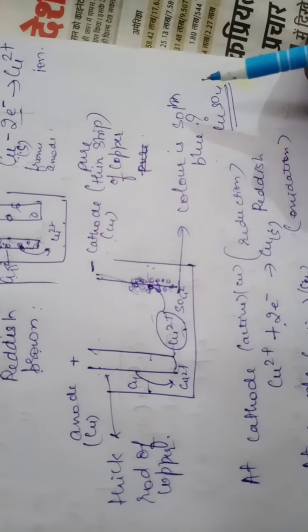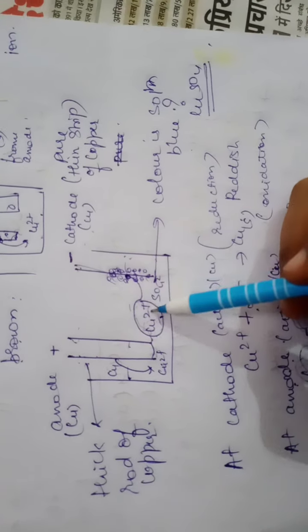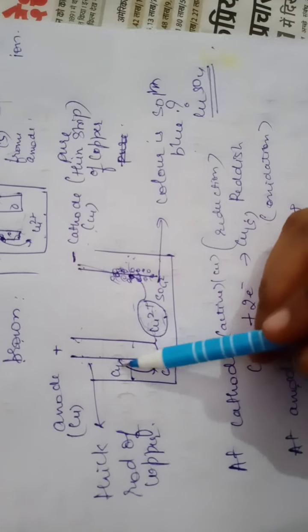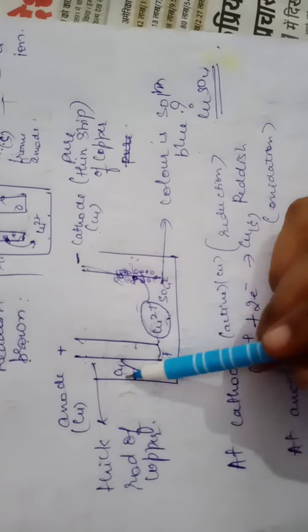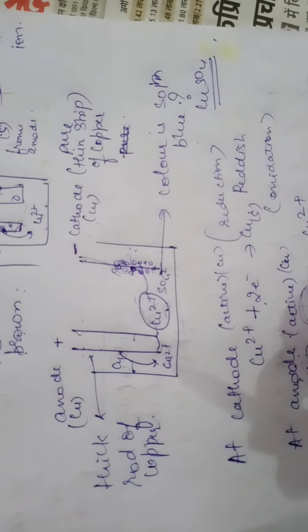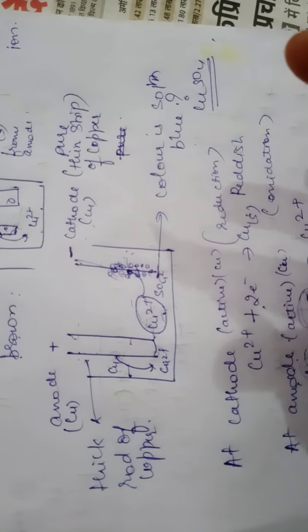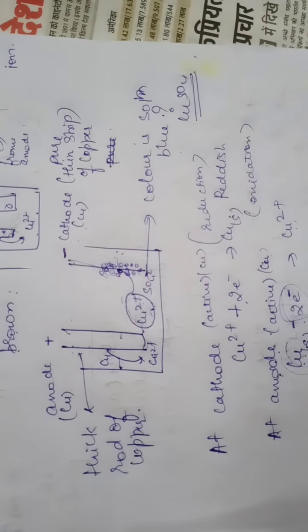Why will it not fade? Because whatever copper ions were being lost from the solution, who is compensating for that? The anode is compensating. So there will be no difference in color. The color will be as it is. Blue will remain blue. Are you getting it? I hope that you are able to understand.